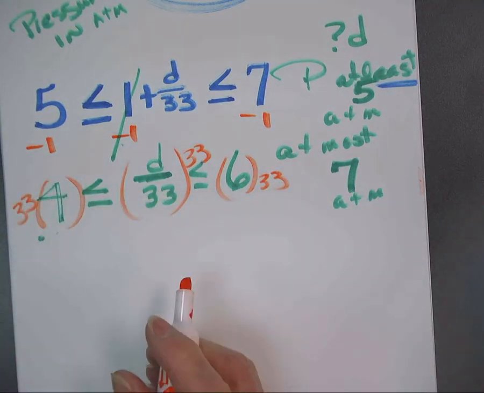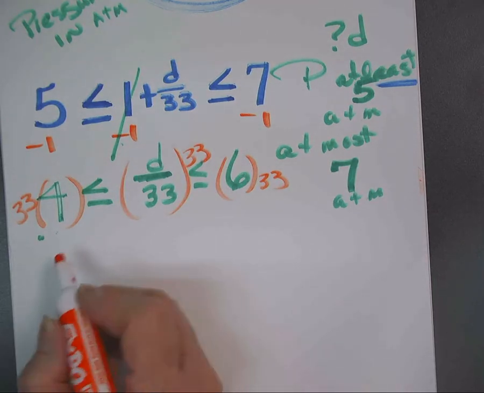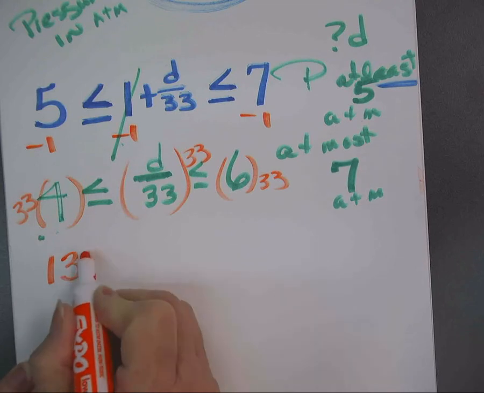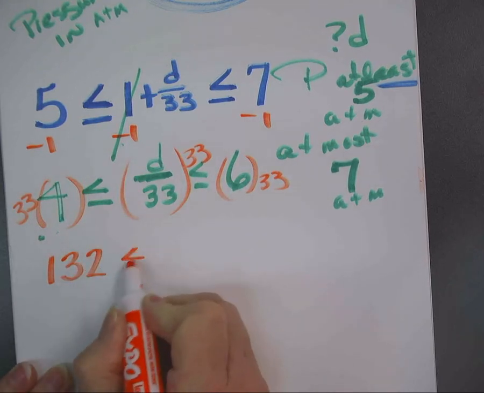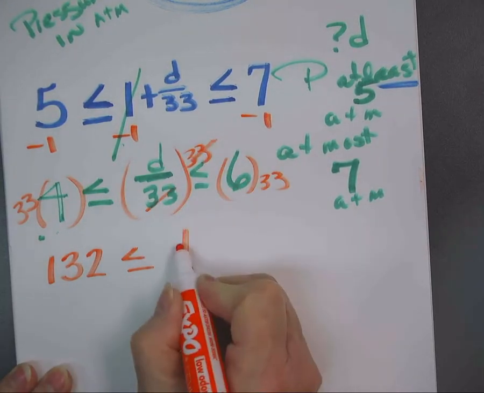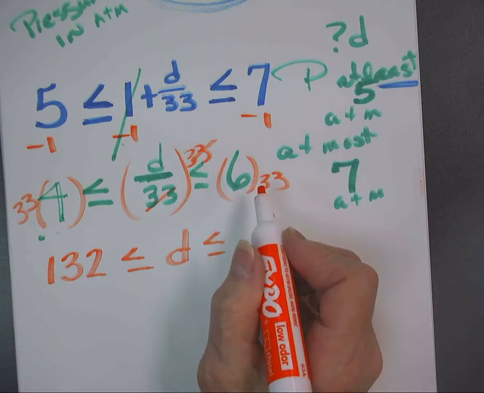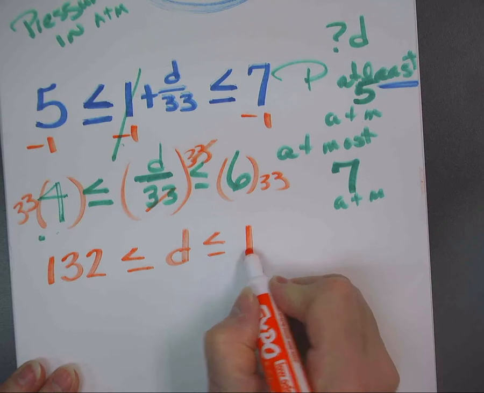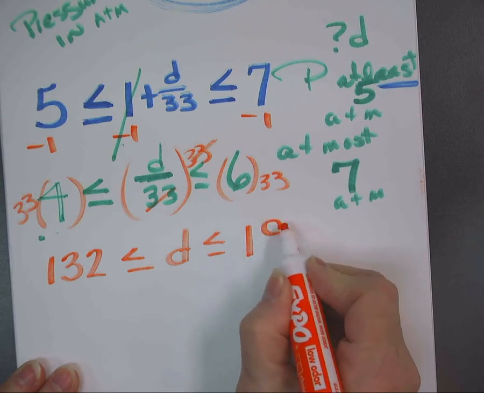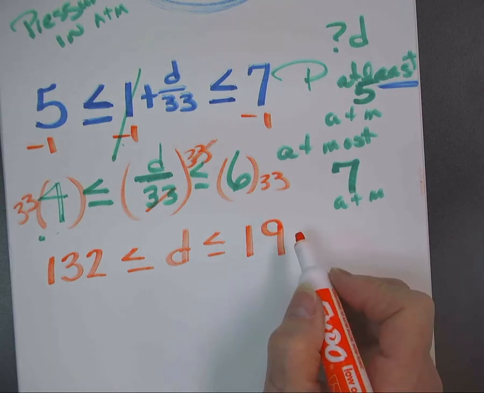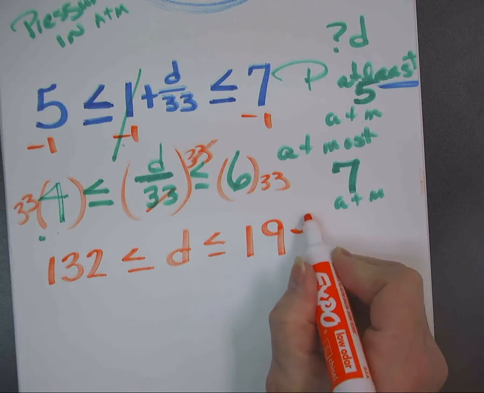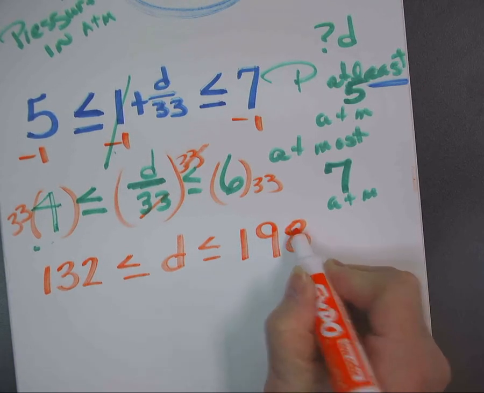3 times 4. 132. What is it? 132? Uh-huh. That's gone, so that's a D. 6 times 33? 198. 6 times 33? 198. Did I say 190? Yeah.